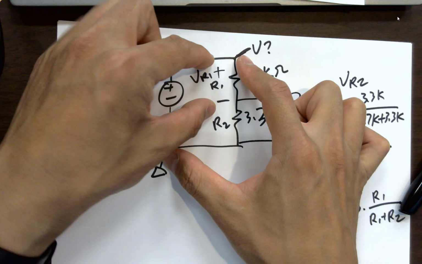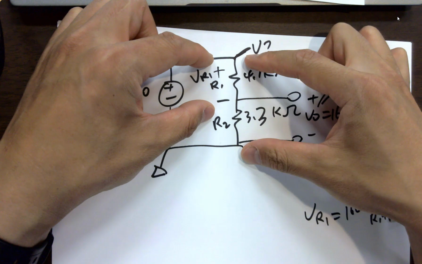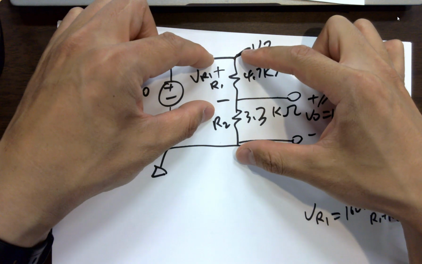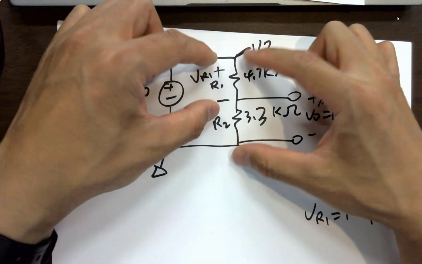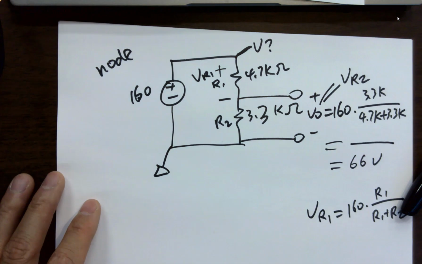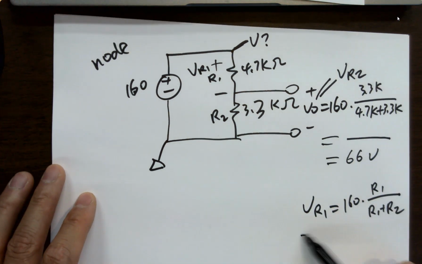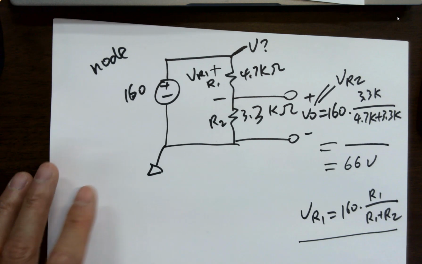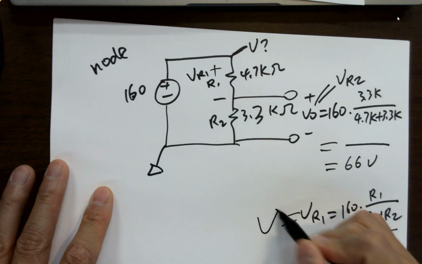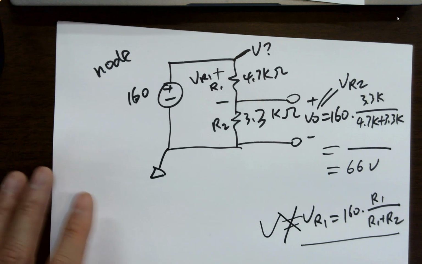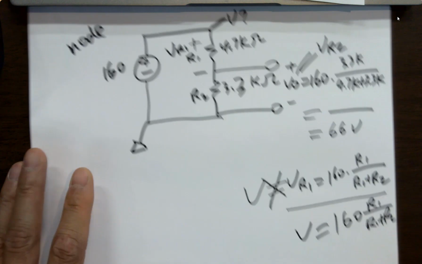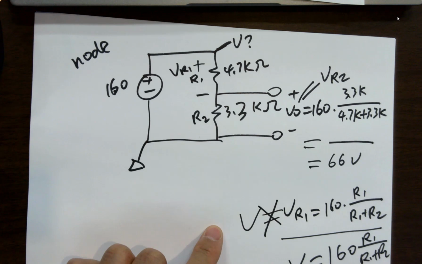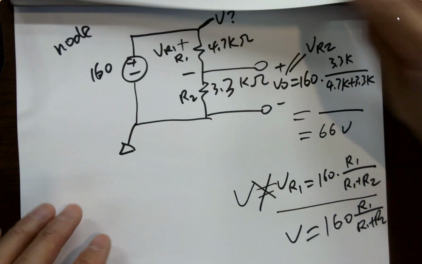Just look at my fingers. Are they equal? V is the drop across these two resistors. VR1 is the drop across this one resistor. Definitely they are not equal, right? So can I use the voltage divider equation to calculate VR1? Because they are not equal, right? So which is correct? Which V deserves this equation?